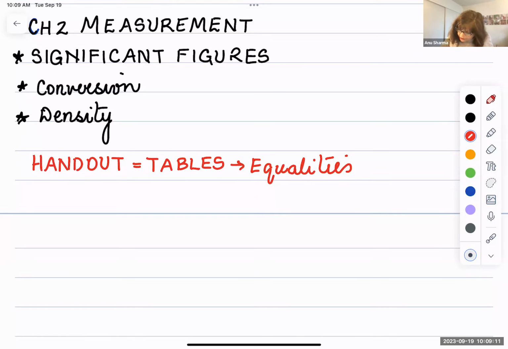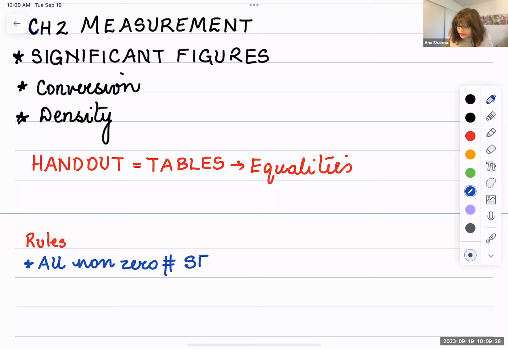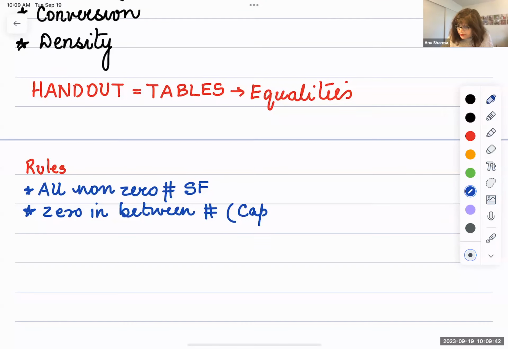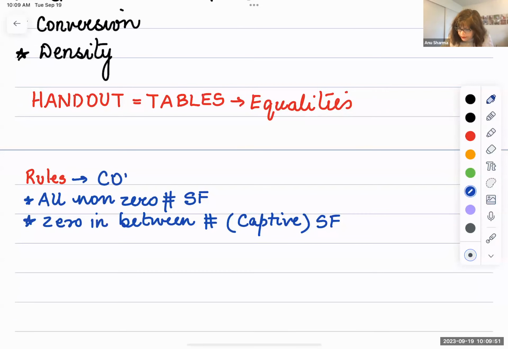No, no. So first, just general rules. One is that all non-zero numbers are significant figures, right? Next is the zeros that are in between the numbers. Those are called captive zeros. They are significant figures. They are counted. These rules are basically about counting those zeros.